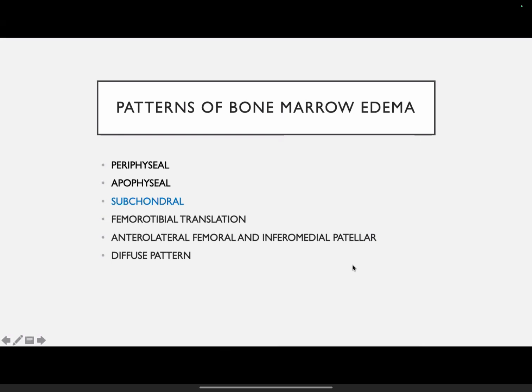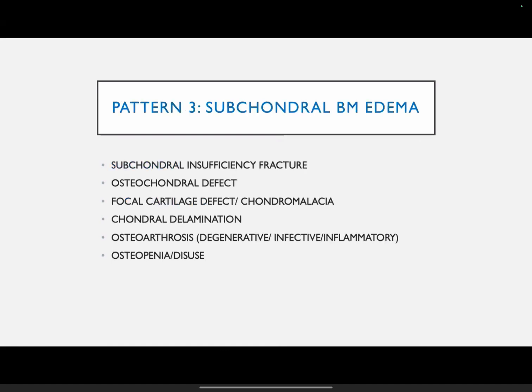The next pattern of bone marrow edema, one of the most common patterns we encounter in middle-aged individuals, is subchondral bone marrow edema. Subchondral means below the cartilage, so it can be secondary to cartilage erosion, or due to an osteochondral defect, or a focal cartilage defect rather than a diffuse involvement, or a sports injury with a dislocation event, or an impaction injury where the bone has come up, so a chondral delamination.